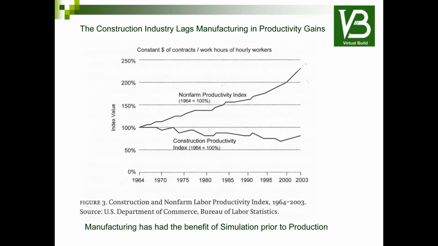Many have seen this graph from the U.S. Department of Commerce showing construction and non-farm labor productivity from 1964 to 2003. Non-farm productivity increased approximately 230% over that time period, while construction productivity actually decreased to approximately 85% of its 1964 level. I'm not the only person who would claim this disparity is due in part to how non-farm productivity has embraced constant improvement in the manufacturing process.